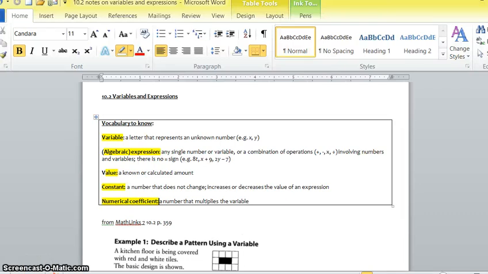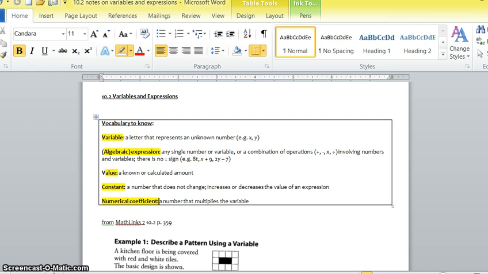Okay, this is 10.2 on variables and expressions. Before watching the recording, please make sure you have the 10.2 variables and expressions worksheet in front of you, as you need it to write down notes that I write down in the video, as well as you need a pencil and you need a highlighter.